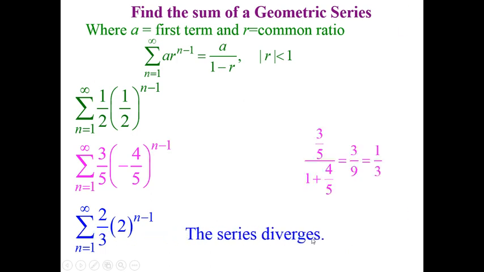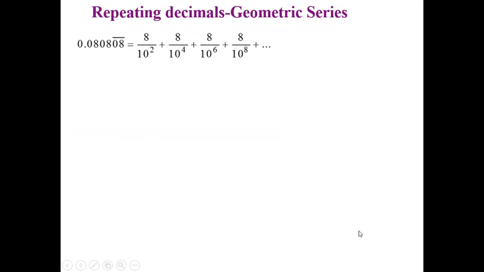Again, once you can get a sum, it's a finite number, so they're always considered convergent. But this series diverges because the common ratio is greater than 1.